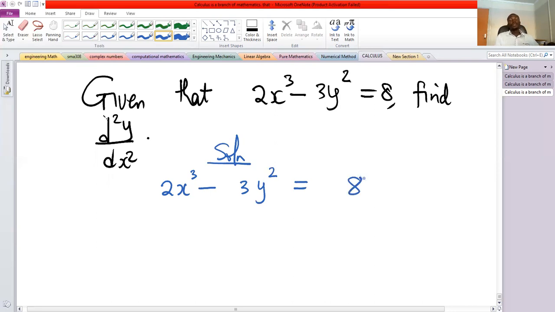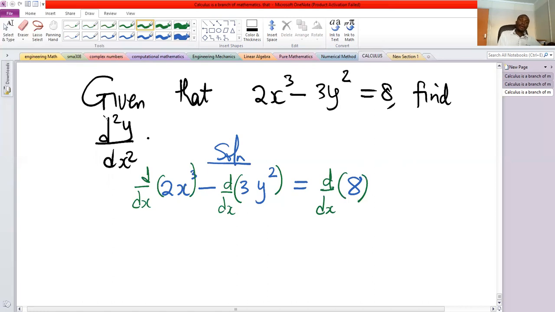Step 1, we apply d/dx on each term. That's step 1. By power rule, this d/dx of 2x cubed will be 6x squared, minus power rule here will give us 6y. But then because there's a y here, you attach dy/dx, equals 0. Derivative of a constant is 0.